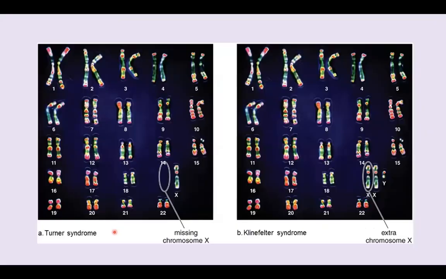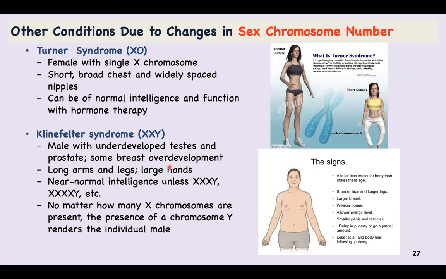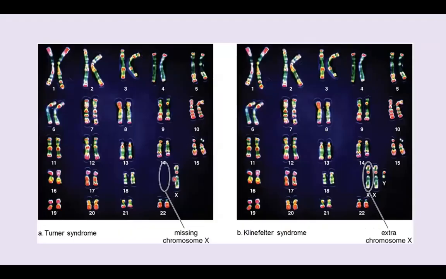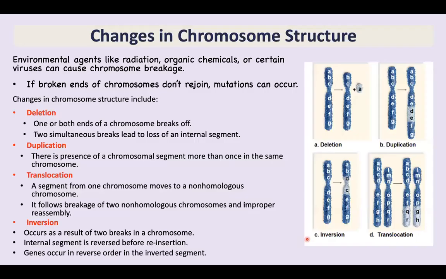Okay, tadi Turner missing chromosome X dekat sini. So dia jadi X kosong. X0. Tadi kan yang ni, Turner syndrome, X0. So this is Turner syndrome. Ni Klinefelter, dia ada extra. Sepatutnya XY saja kalau male, tapi dia ada extra chromosome X dekat sini. Okay, so that's why dia display ada extra female characteristic. So these are example of Turner syndrome and Klinefelter syndrome.